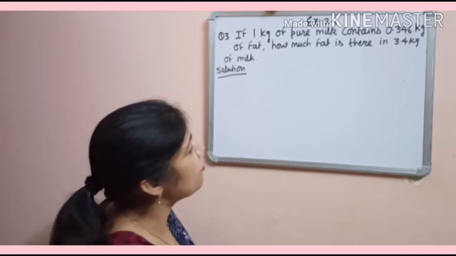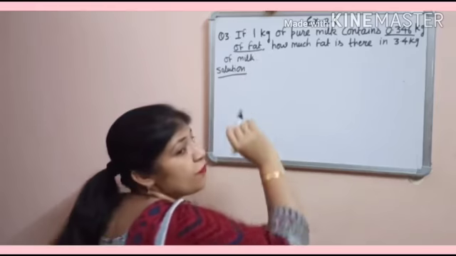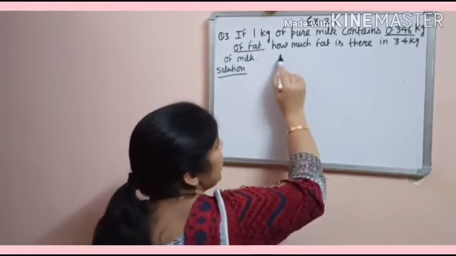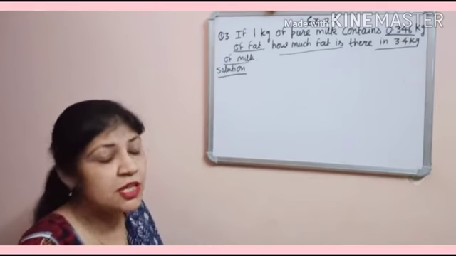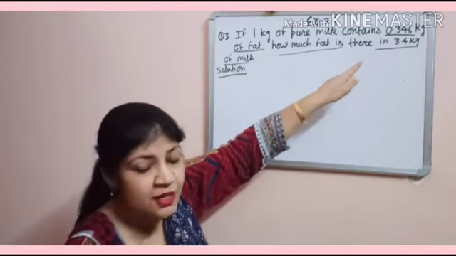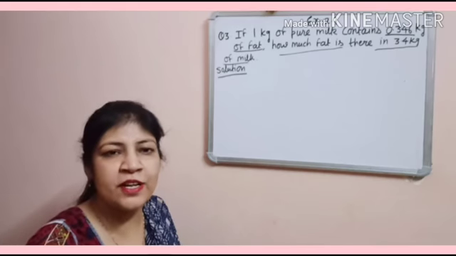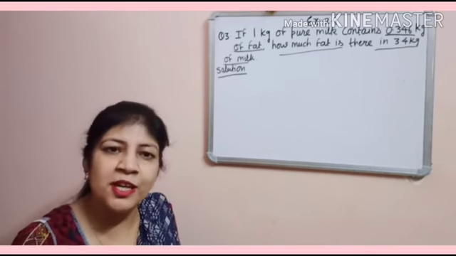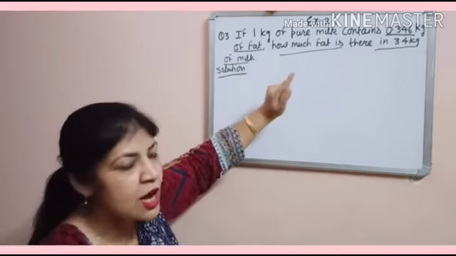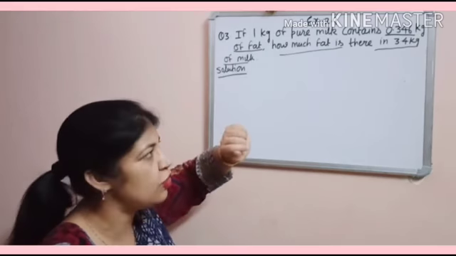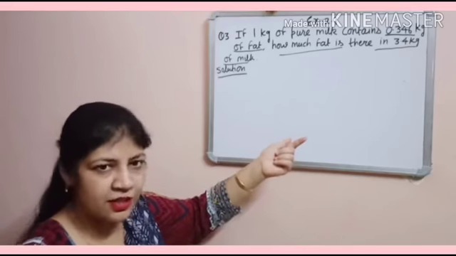If 1 kilogram of pure milk contains 0.346 kilogram of fat, how much fat is there in 3.4 kilogram of milk? Means the value of 1 is given and you have to find the value of more. If 1 is given, and for finding the value of more, you simply multiply. The same here. So 1 kilogram milk contains how much fat? 0.346 kilogram. So 3.4 kilogram milk contains how much fat? Clear?